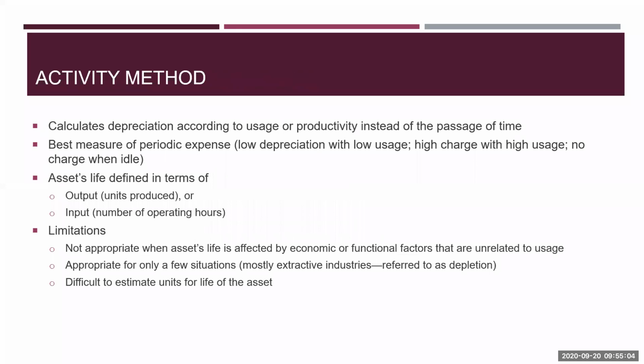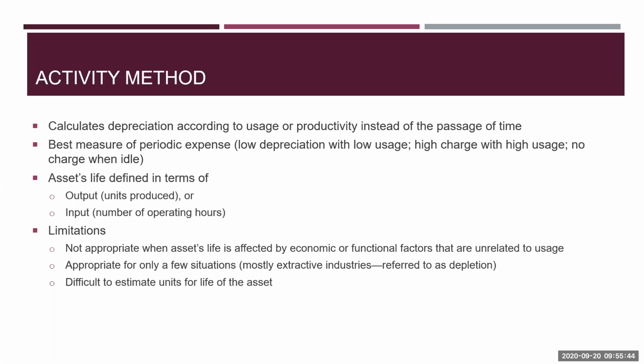The activity method is quite similar to the straight line method. With the straight line, we were calculating the depreciation based on the number of years. Here, our activity is based on the output measure, so the useful life of your asset is based on the output, which is the units produced by the asset, or the input, which is the number of operating hours. So instead of depicting the life in number of years, the life is depicted in the output or the input units.